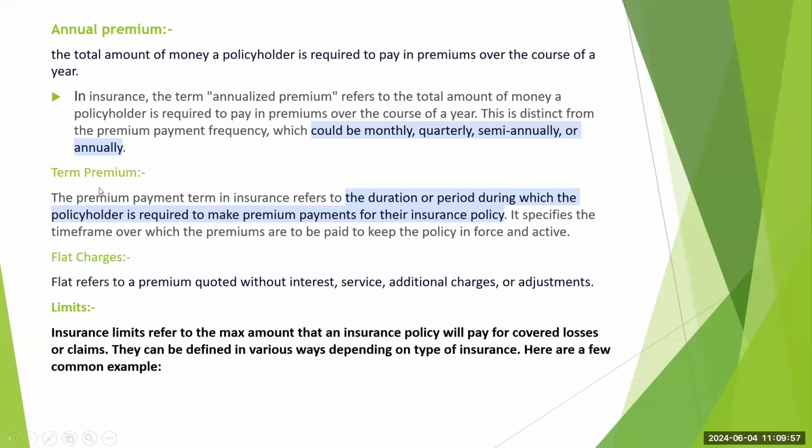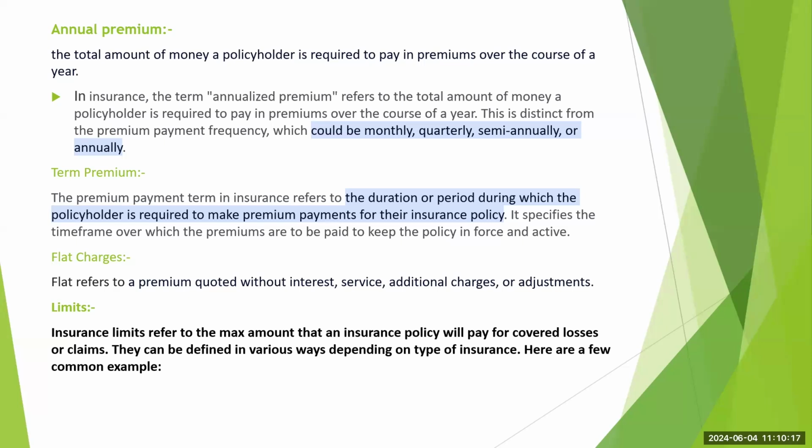Premium payment term in insurance refers to the duration or period during which the policyholder is required to make payments for their insurance policy. It specifies the time frame over which the premiums are to be paid to keep the policy in force or active. For example, a user has taken the policy for 1 year.